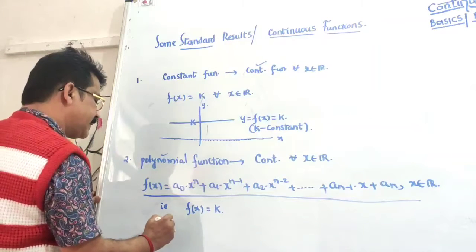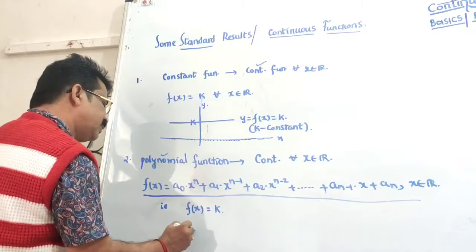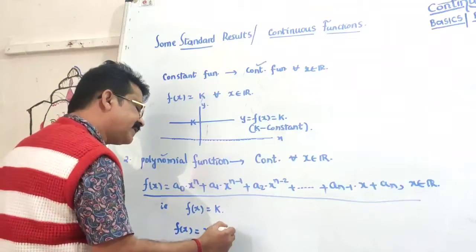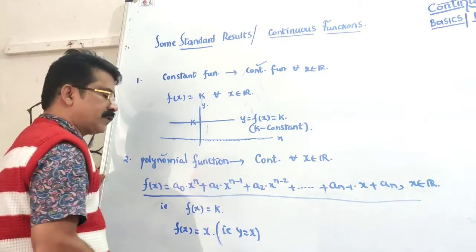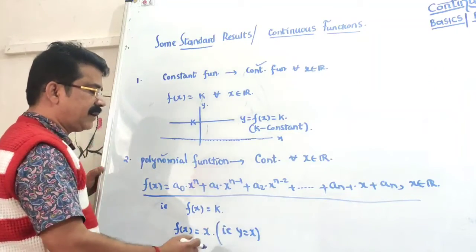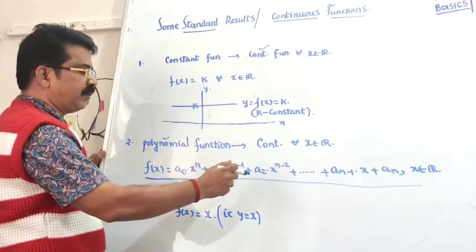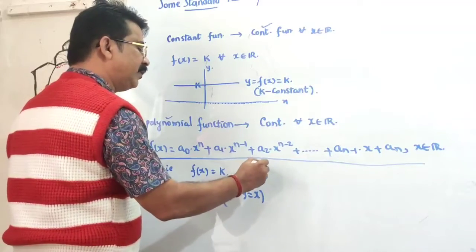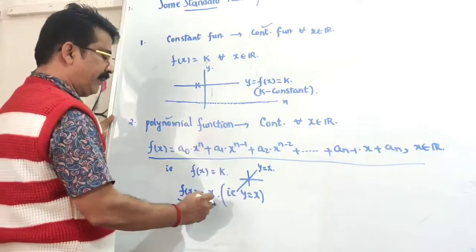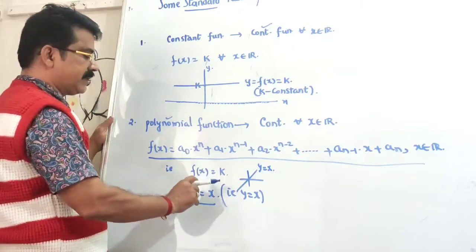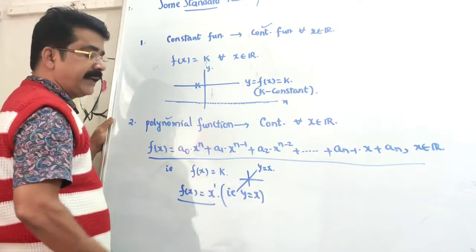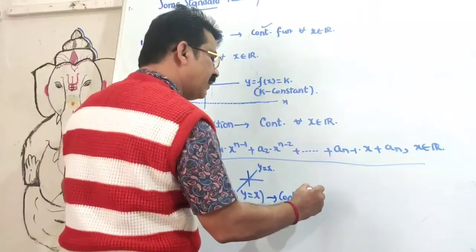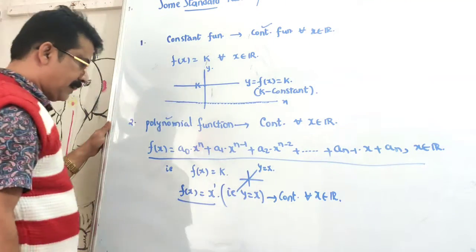Next, number 2. f of x is equal to the identity function or identical function. It is nothing but y is equal to x. Of course, in geometry, it is the angular bisector line passing through the first quadrant and third quadrant, just like that. Its graph will be just like that. It is y is equal to x. So f of x equal to x, the identity function. It is also a polynomial of degree 1. It is always continuous for all x belongs to capital R.